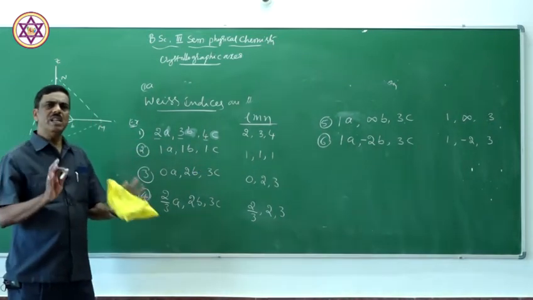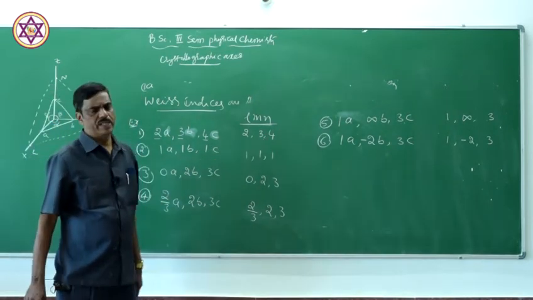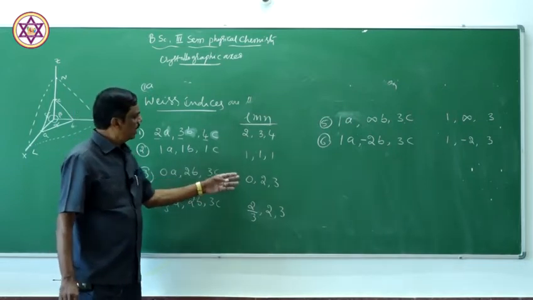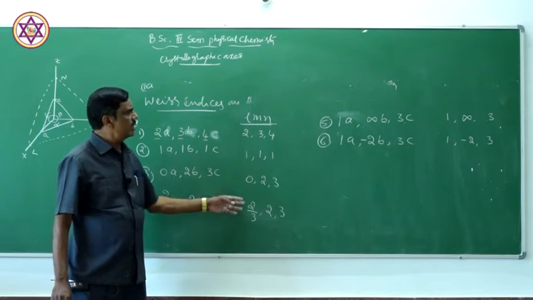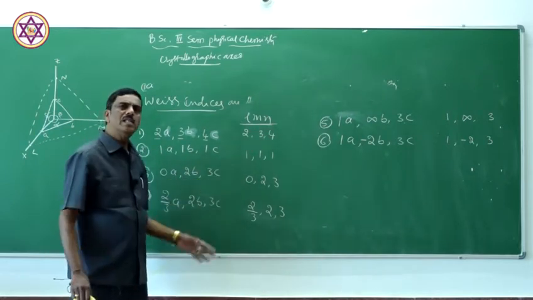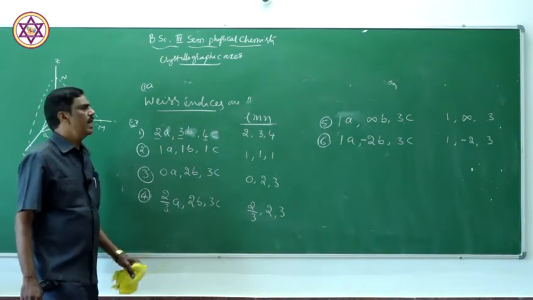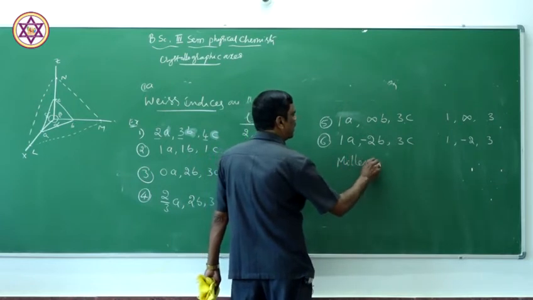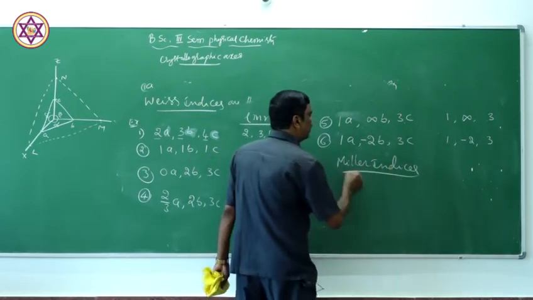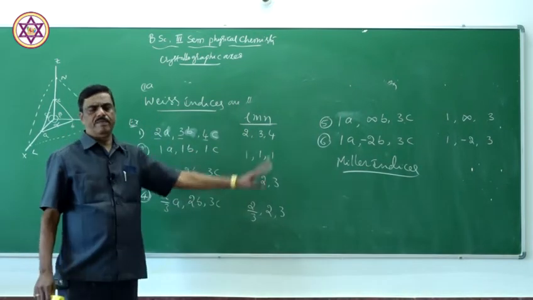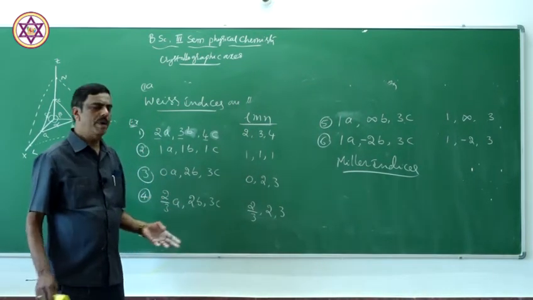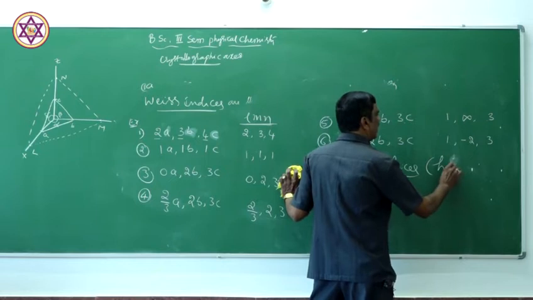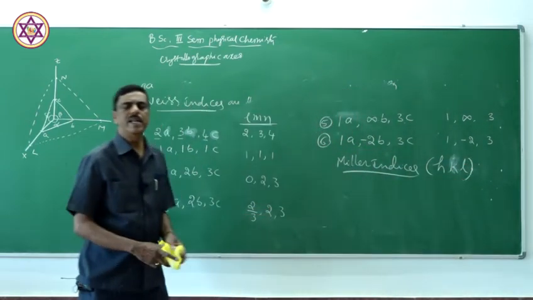There is some inconvenience in representing these planes by Weiss indices. The inconveniences are that some indices are fractions, 0, infinity. To avoid all this, a new type of representation, that is Miller indices, came into existence. Miller indices represent any plane in a crystal as whole numbers, and are represented by the symbol H, K, L.